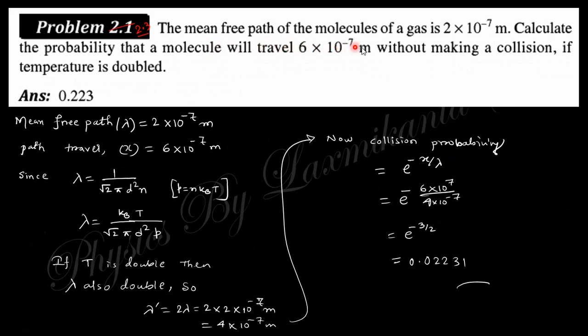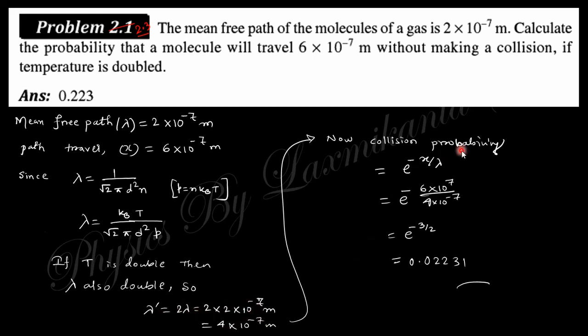The mean free path of the molecule is given. Calculate the probability that the molecule will travel without making a collision over this travel path. Lambda is as given, so you will get this. If T is doubled, lambda will also be doubled, because lambda is proportional to T. So lambda prime will be double.